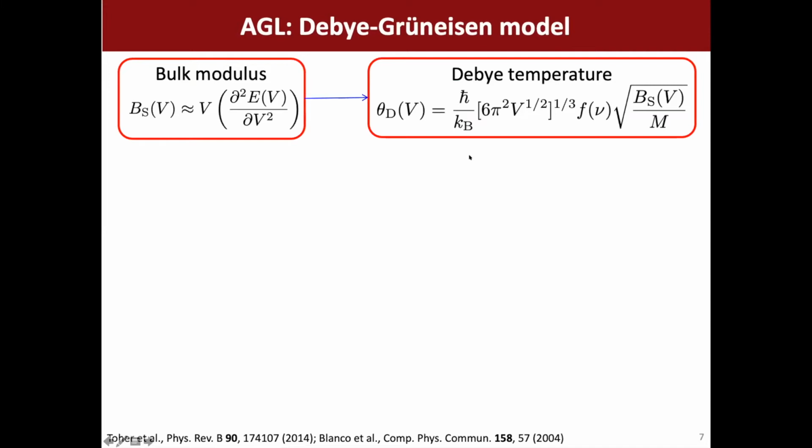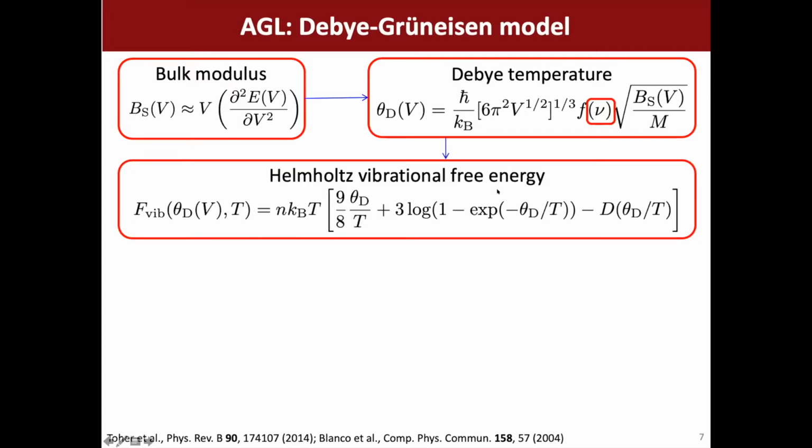From this, you can calculate the Debye temperature as a function of volume using this expression, where this is the bulk modulus, and this here is a function of the Poisson ratio, which we get from AEL, as I discussed in the previous slides. Then from this, you can calculate the Helmholtz vibrational free energy. This is the vibrational contribution to the free energy from this expression here, again as a function of volume and of temperature.